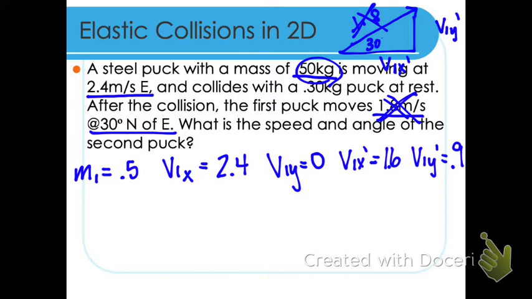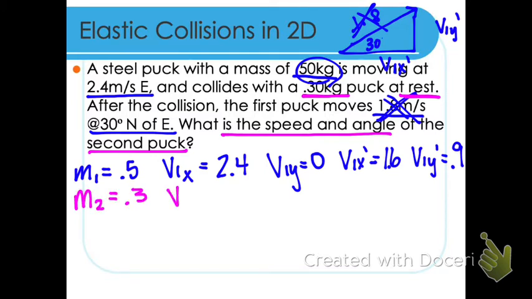So let's look at our second object. Our second object weighs 0.3 kilograms. It is first at rest. And then we want to know the speed and angle of the second puck. So let's start writing out our list for our second object. M2 is 0.3. What are V2x and V2y both going to be equal to? They're both going to be 0 because my object is at rest. And then V2x prime and V2y prime are what we're solving for.